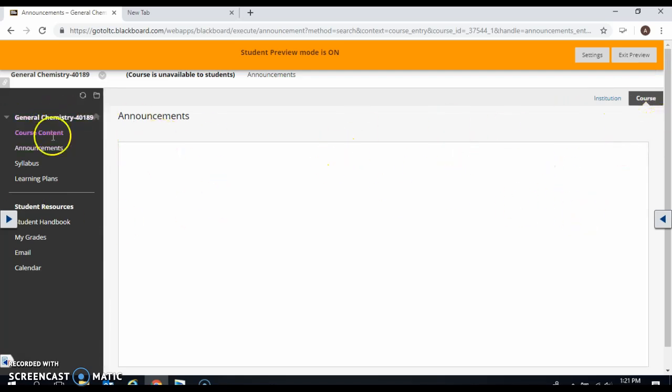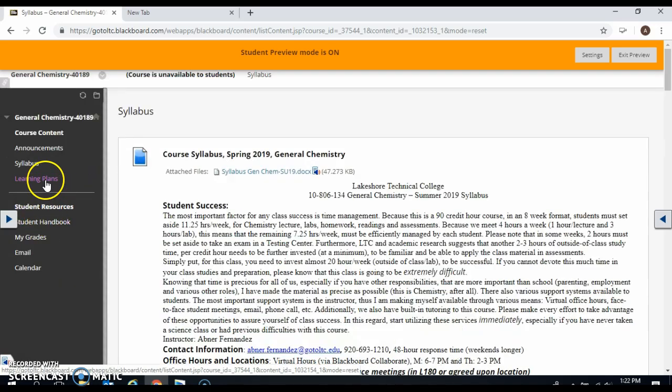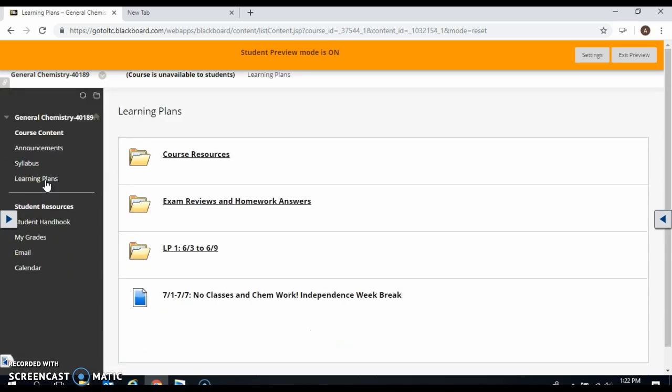There are no announcements yet. So the most important thing that you need to worry about, folks, is on the left side here. The most important things are your syllabus, your learning plans, and obviously once you start getting grades for exams or homework, you can actually click on My Grades as well.